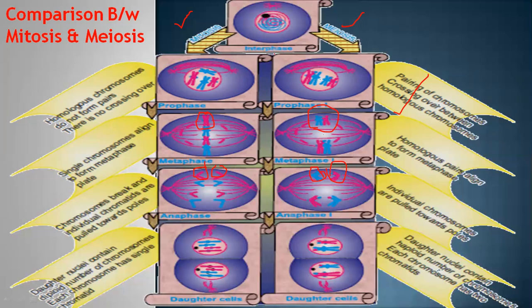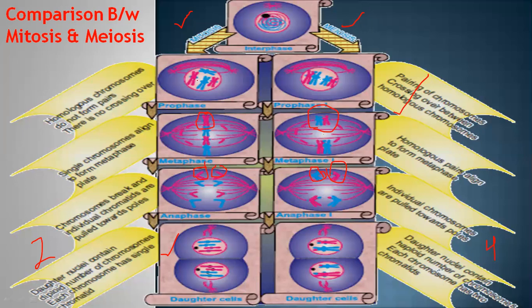So we can see some more points you can add: after mitosis we'll get two identical cells, but after complete meiosis 1 and 2 we'll get four cells, and here two cells. After mitosis we'll get the diploid number of chromosomes in both cells, but after meiosis we'll get the haploid number of chromosomes. So here you can see the diploid number of chromosomes.